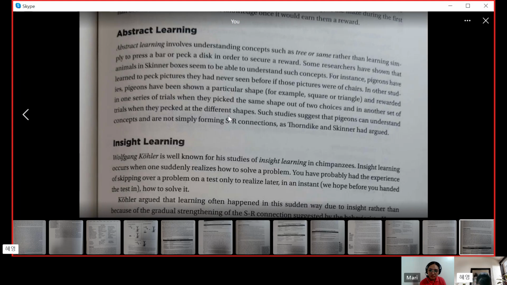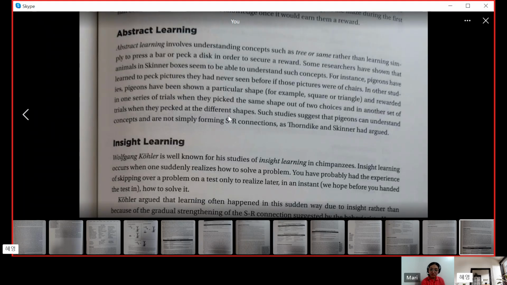Abstract learning. Abstract learning involves understanding concepts such as tree or same, rather than learning simply to press a bar or peck a disc in order to secure a reward. Some researchers have shown that animals in Skinner boxes seem to be able to understand such concepts. For instance, pigeons have learned to peck pictures they have never seen before if those pictures were of trees.